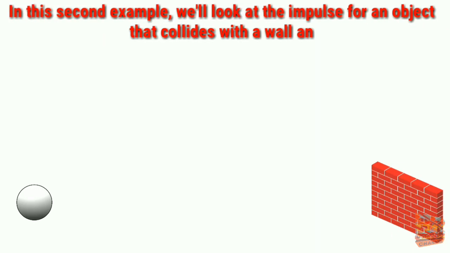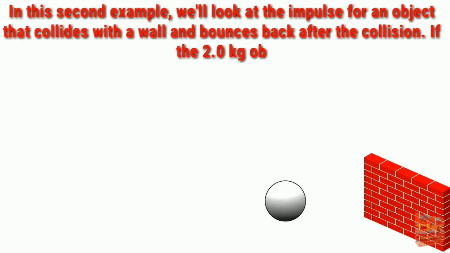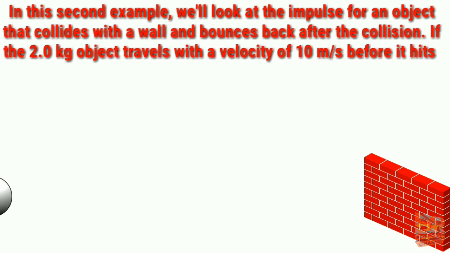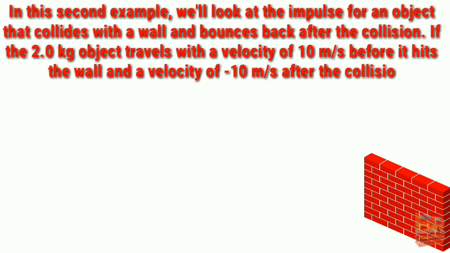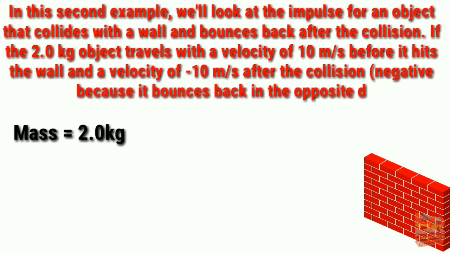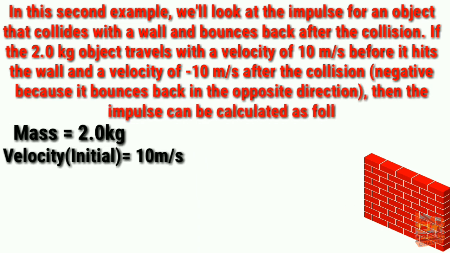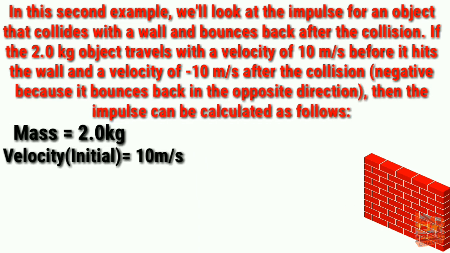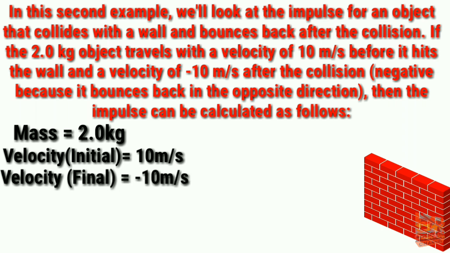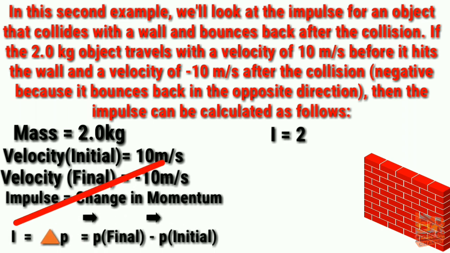In the second example, we'll look at the impulse for an object that collides with a wall and bounces back after the collision. If the 2.0 kilogram object travels with a velocity of 10 meters per second before it hits the wall and a velocity of minus 10 meters per second after the collision, negative because it bounces back in the opposite direction, then the impulse can be calculated as follows.